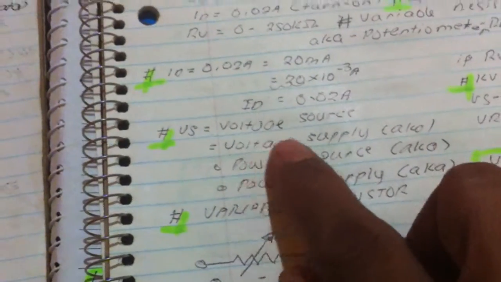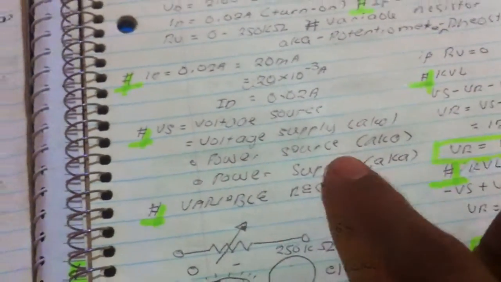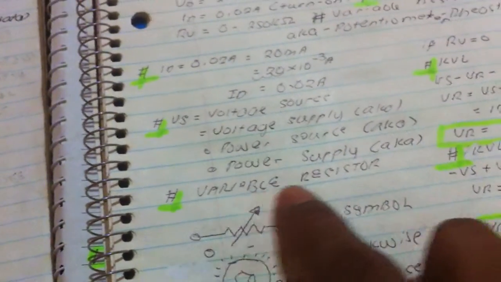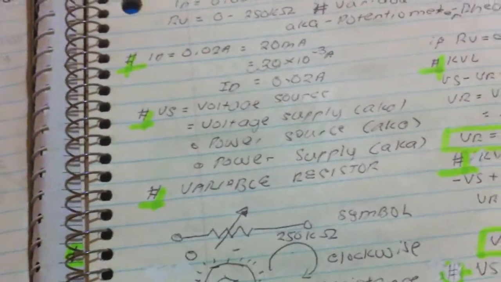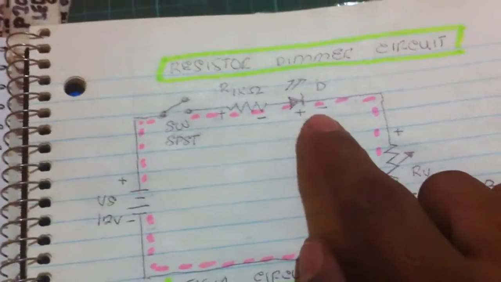So BS here is called voltage source. Sometimes they call it voltage supply or power source or power supply. There are so many terms used with this BS. Why I call it voltage source or voltage supply: this one is the LED and this one is a voltage supply.